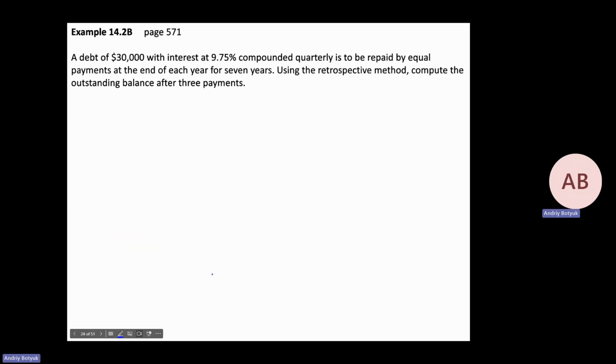A debt of 30,000 with interest 9.75% compounded quarterly. It's the same question, right? To be repaid by equal payments at the end of each year for 7 years. Use the retrospective method. Compute the outstanding balance after 3 payments. Okay, so what do we need to do here? First of all, we need to find a payment, right? So let's do it again. Compute payment.